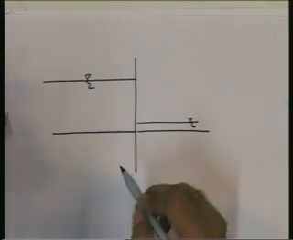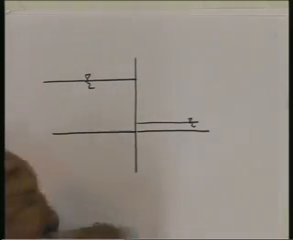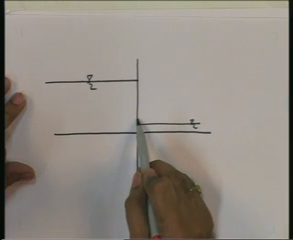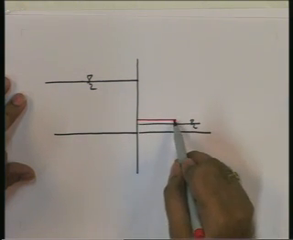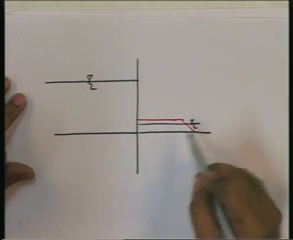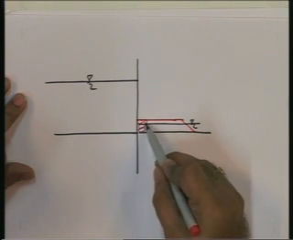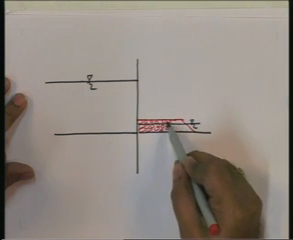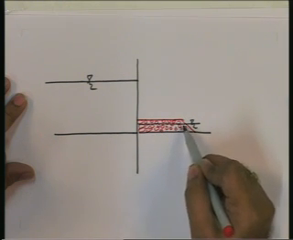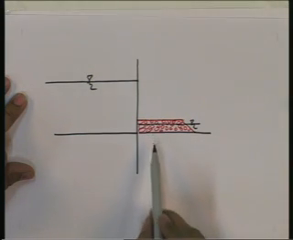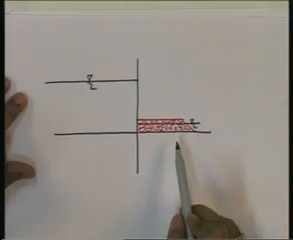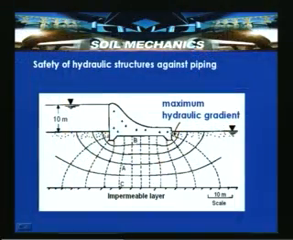So in order to enhance the factor of safety against piping failure, one of the remedial measures suggested is to have a fill on the downstream side. So here, this type of construction allows one to enhance the factor of safety against piping failure. In this particular case, the maximum hydraulic gradient exists here.